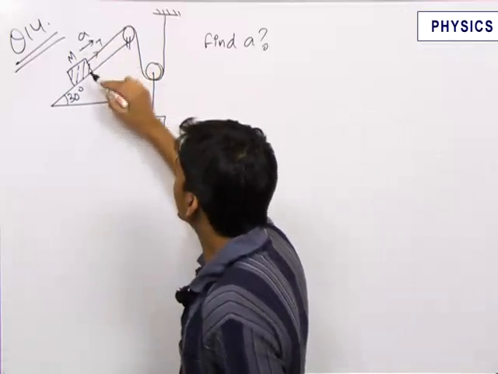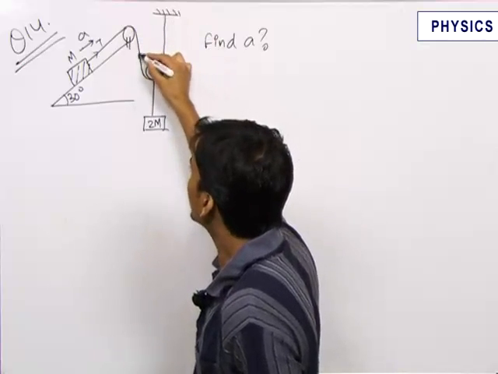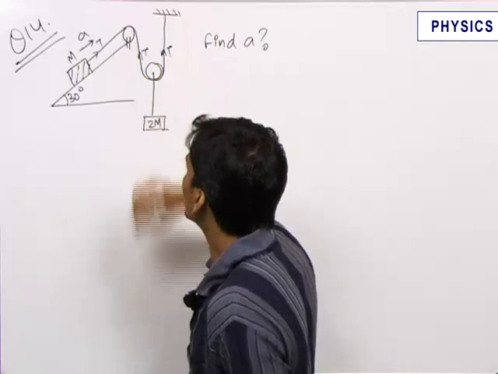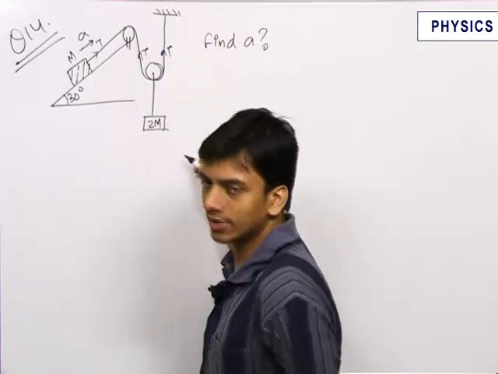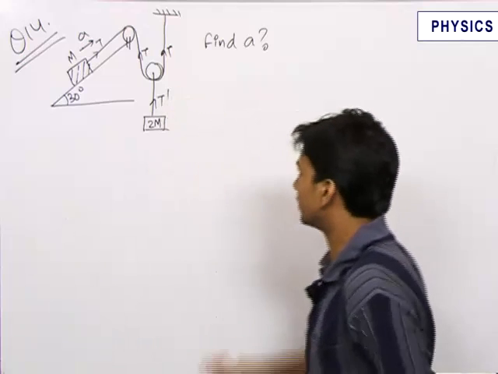This is T, this whole is one string. The pulleys and the strings are massless, therefore all these tensions are equal to T. This is a different string, therefore we assume this tension to be T dash.